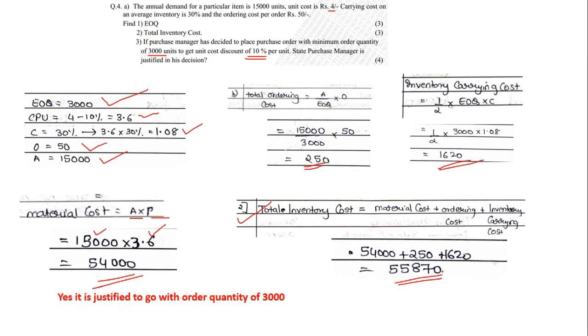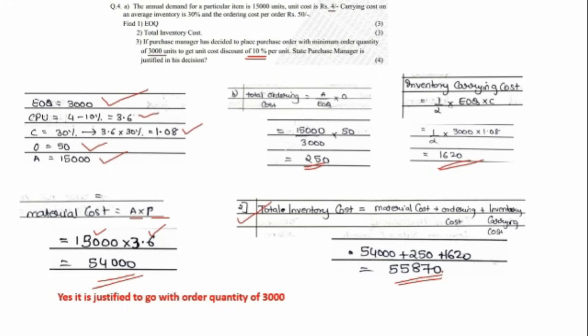So this is how you have to solve the sum based on discount factor. First you need to find EOQ and the total inventory cost, then they'll give you an adjustment related to discount, and you have to refine the total inventory cost. Compare. If it is a better option, then you have to say it is justified. If not, it is not a justified option. Okay, so this was type 2, that is sums based on economic order quantity. I hope everyone has understood the formula and the procedure.